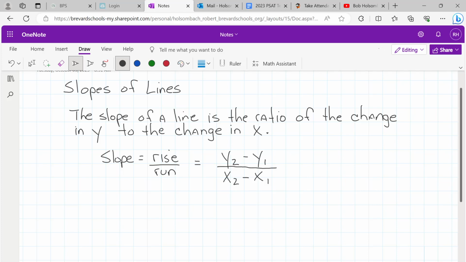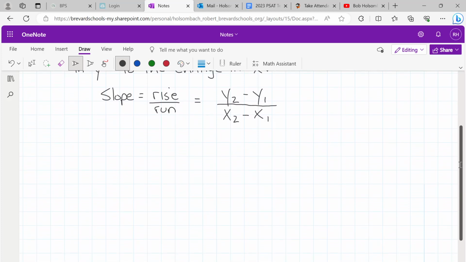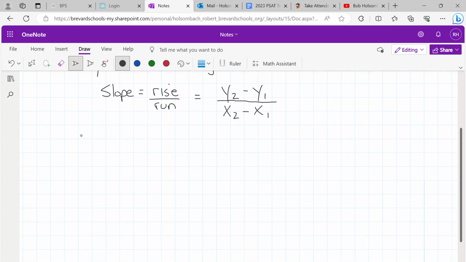So if you look at example 1 down there on the bottom of the page, all right, you're asked to find the slope of each line. So example 1a there. Find the slope.